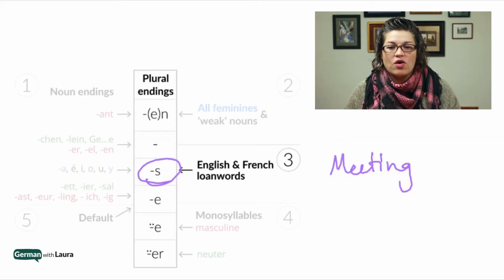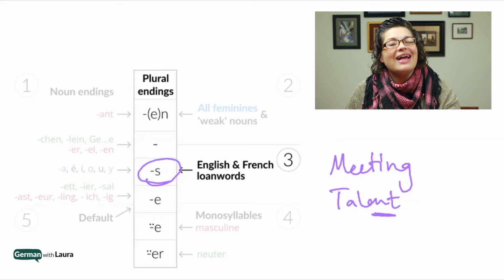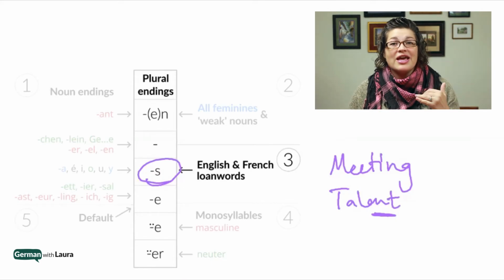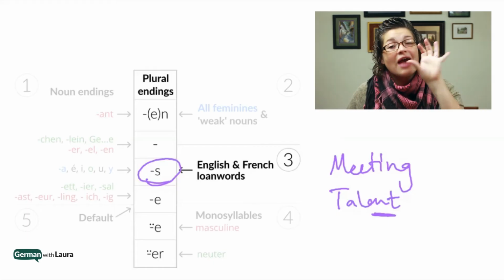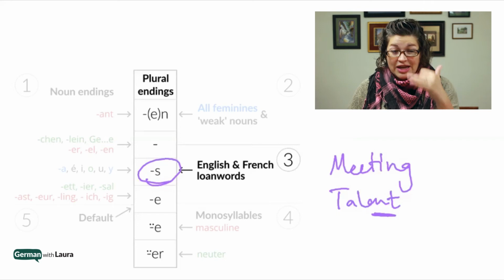In contrast, though, the English loan word talent is being emphasized on that second syllable, not how we say it in English. In English, we say talent. In German, you say Talent. And because of this difference, Talent has to keep traveling in our system here.